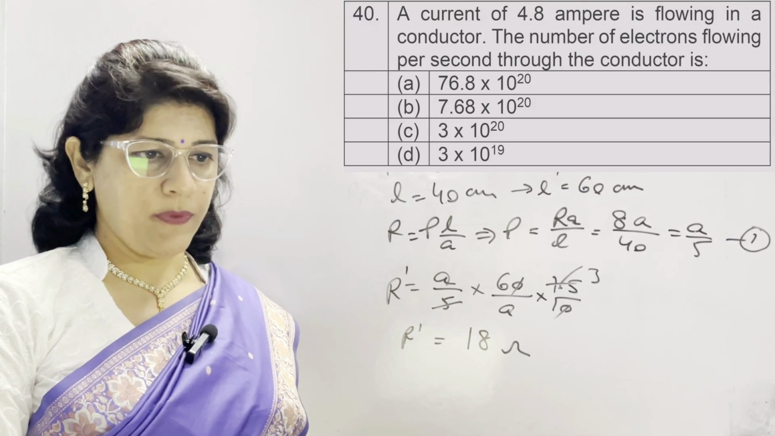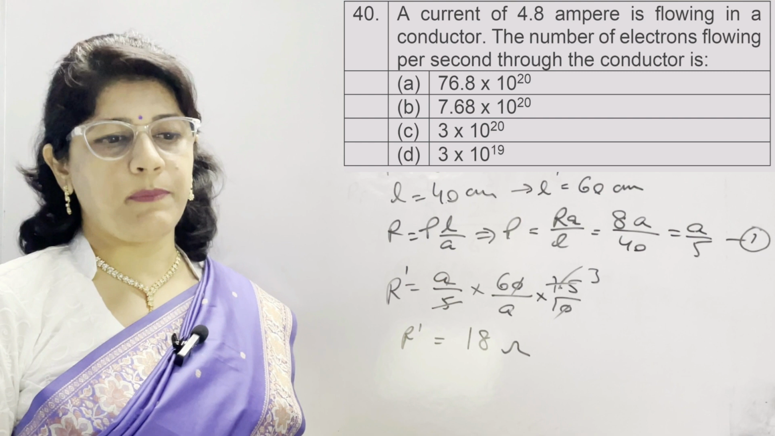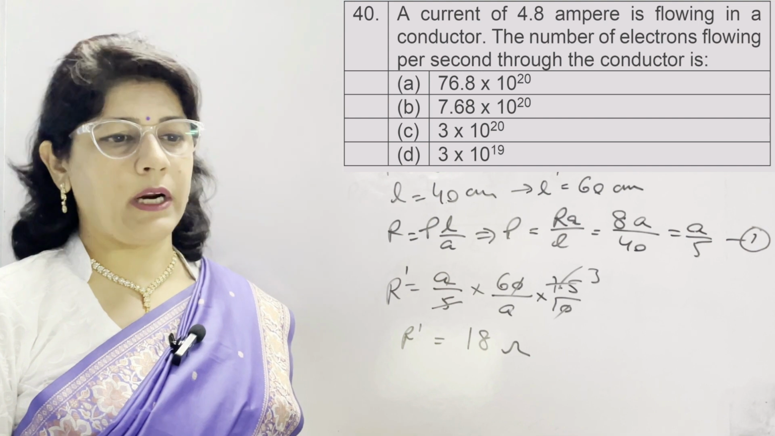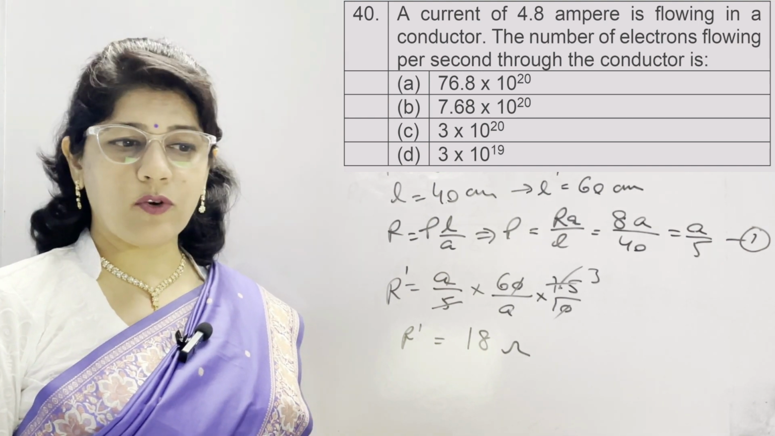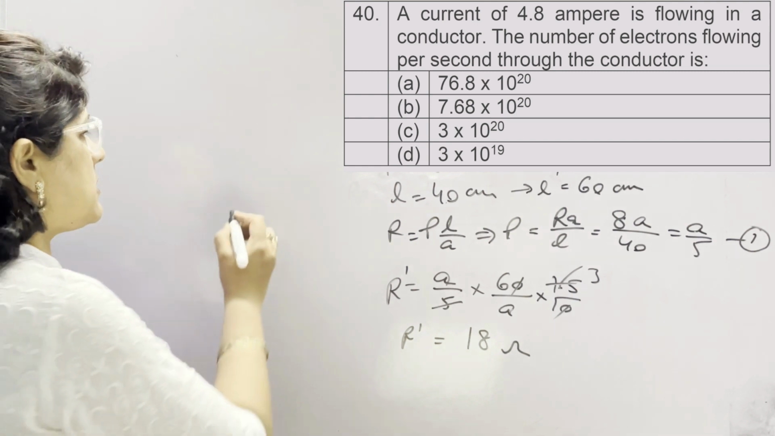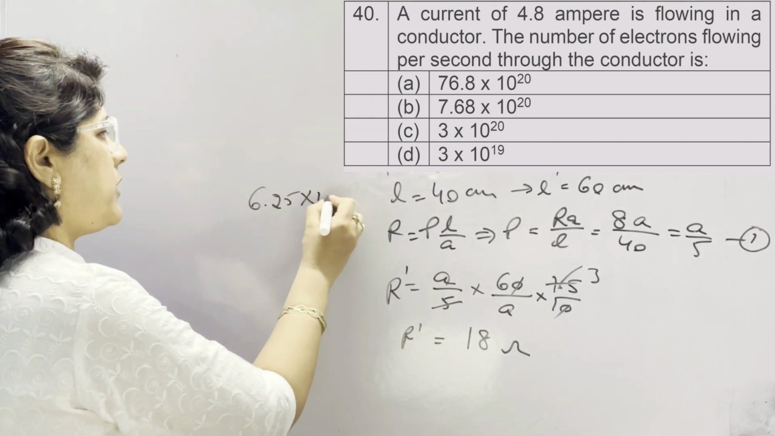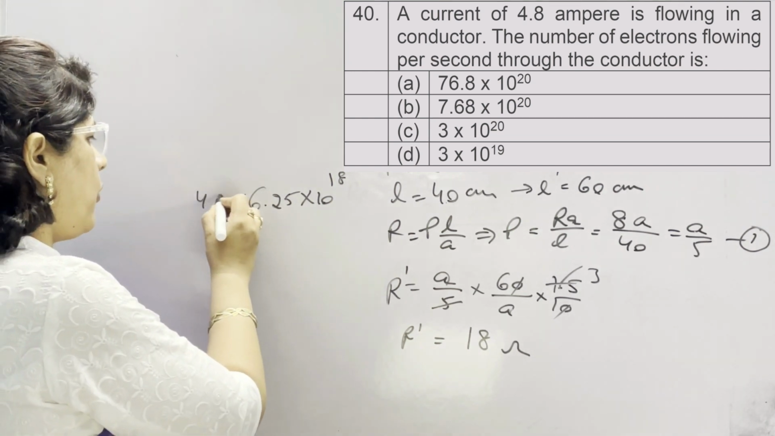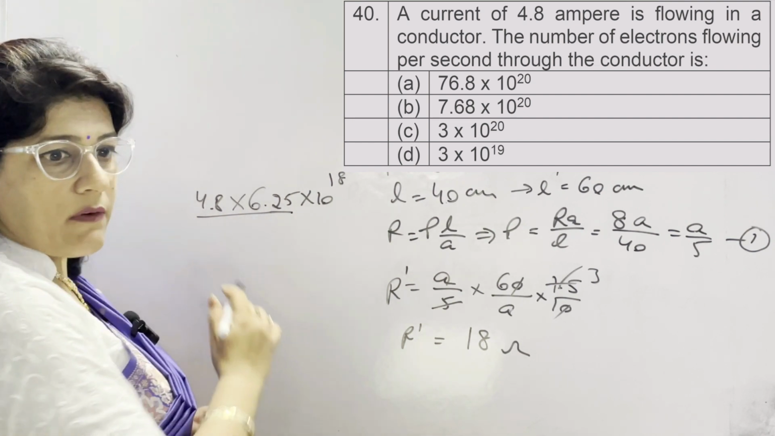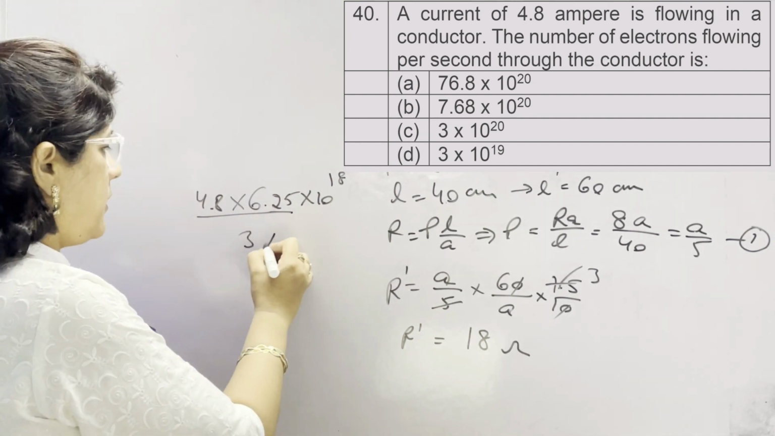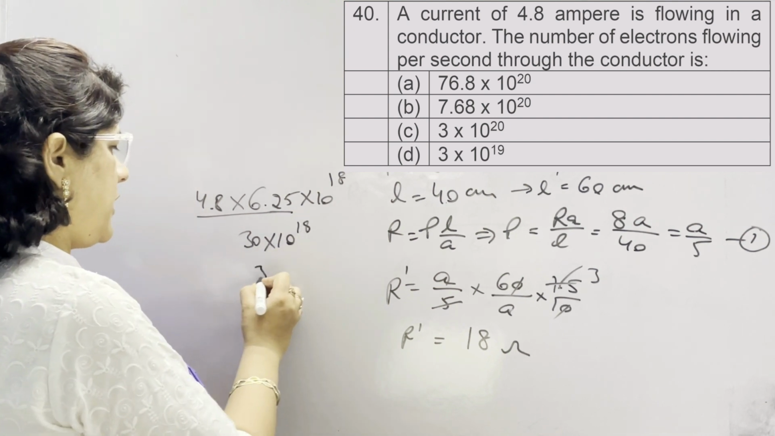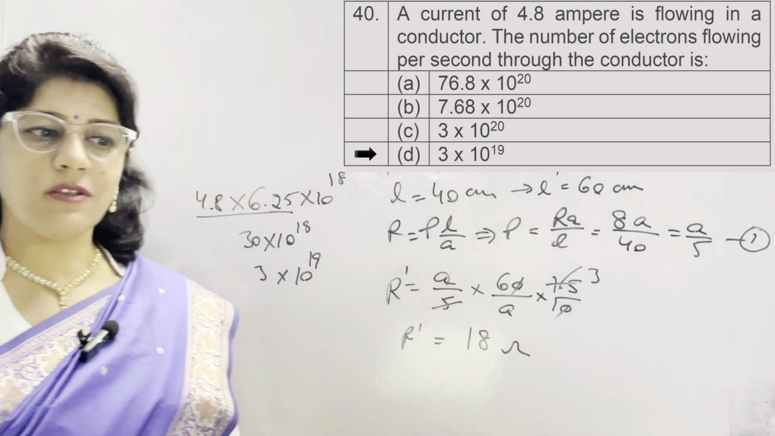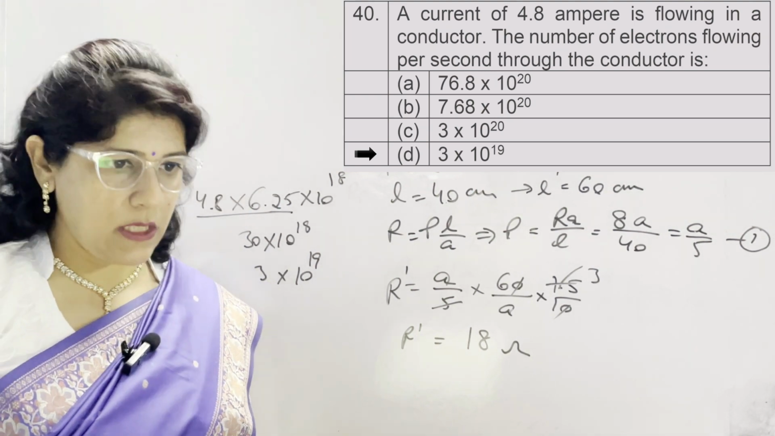In question number 40, a current of 4.8 ampere is flowing in a conductor. The number of electrons flowing per second through the conductor is? We know that number of electrons flowing per second for 1 ampere current is 6.25 into 10 raised to power 18. And here 4.8, so multiply by 4.8. If we multiply these two, then we will get the value as 30 into 10 raised to power 18, and then we can write it as 3 into 10 raised to power 19, and the correct option is D which is 3 into 10 raised to power 19.